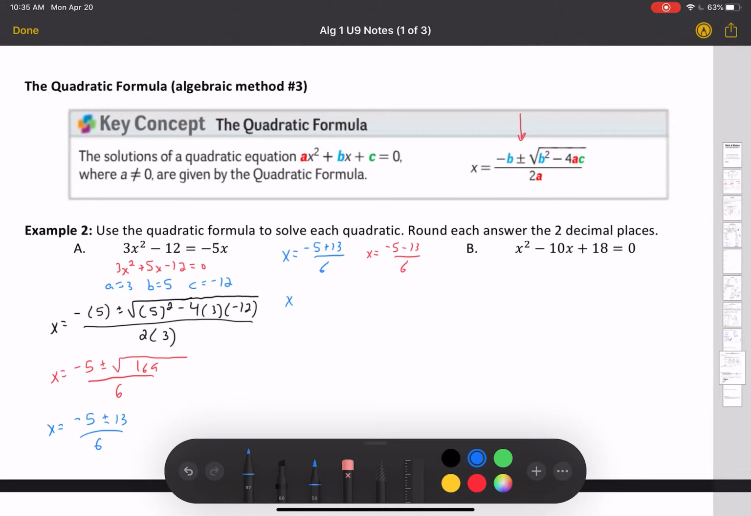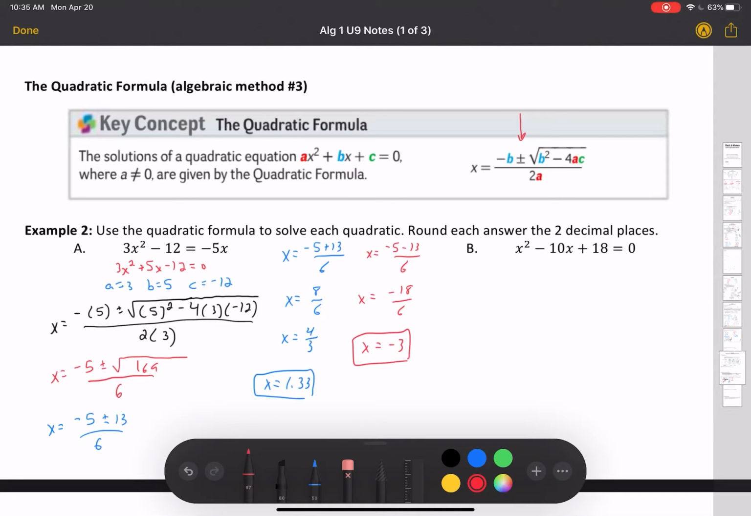So x equals negative 5 plus 13, that's 8, divided by 6. If I simplify that, you get 4/3, or if we round to the nearest 2 decimal places, it's going to be 1.33. So that's one of my solutions. Now let's finish out the other one. Negative 5 minus 13 is negative 18. Negative 18 divided by 6 is negative 3. So those are my 2 solutions to this quadratic, all using the quadratic formula.